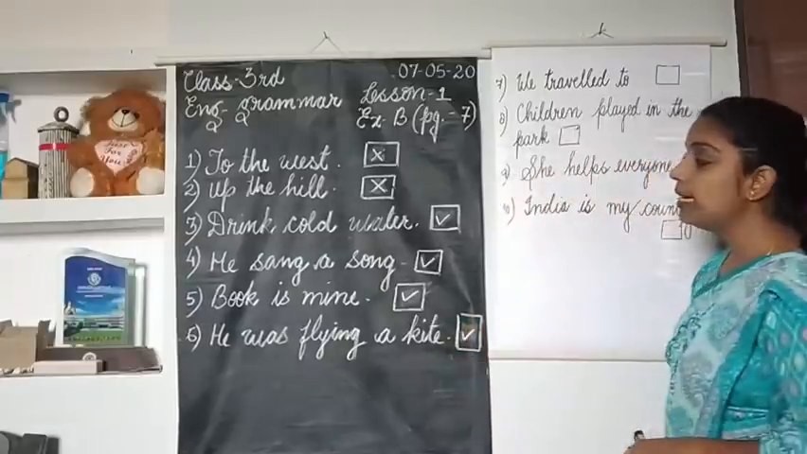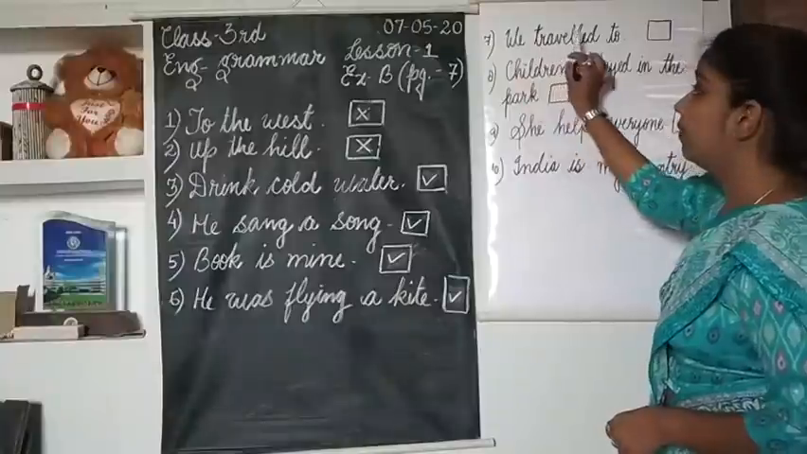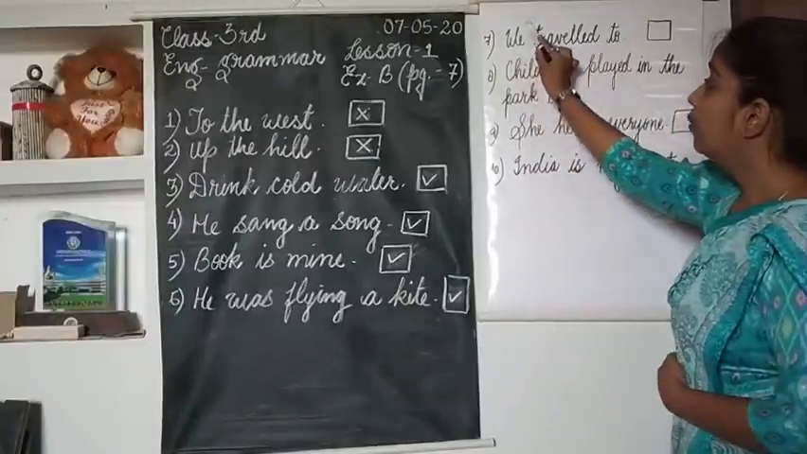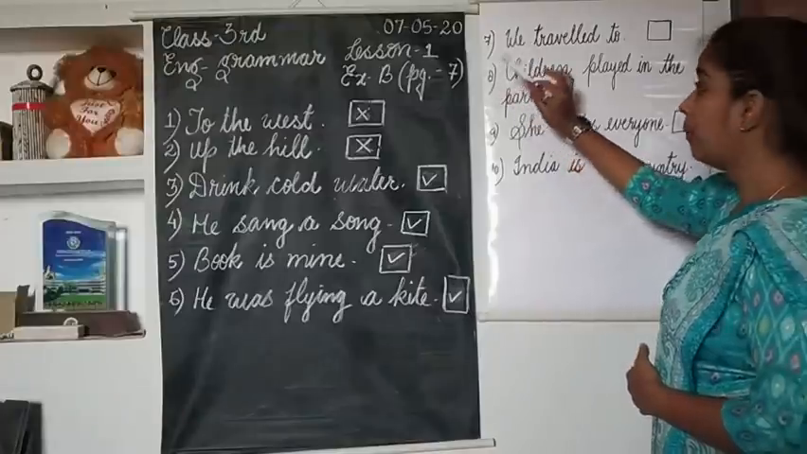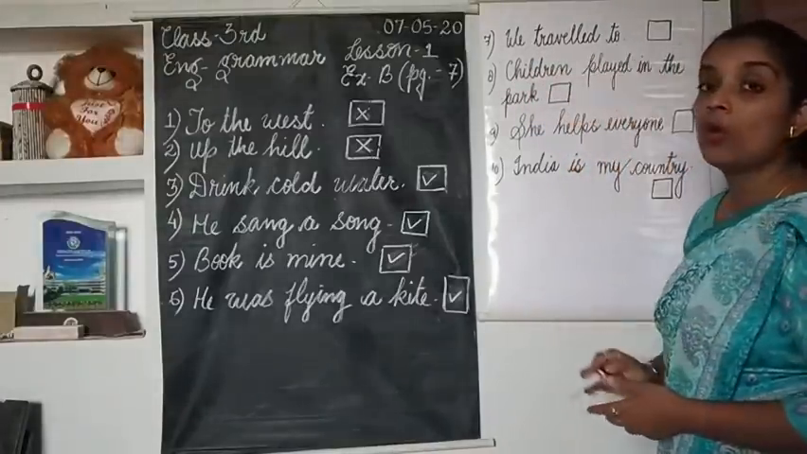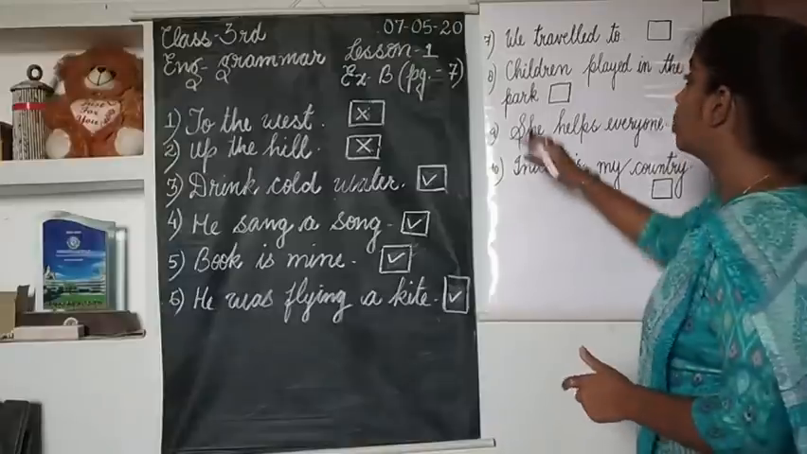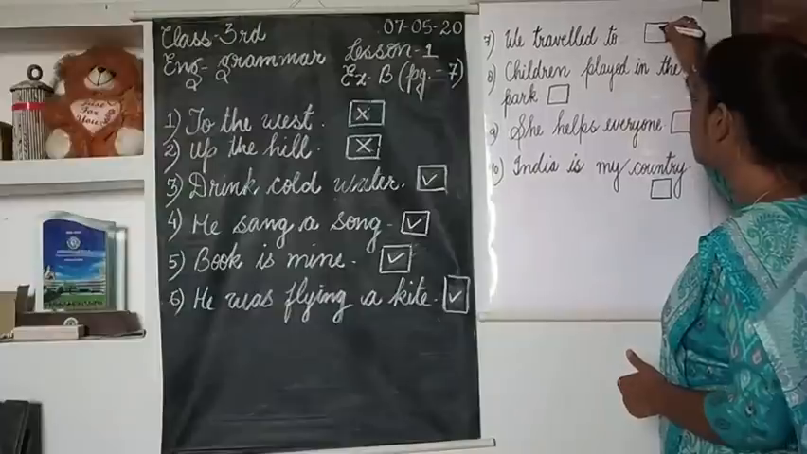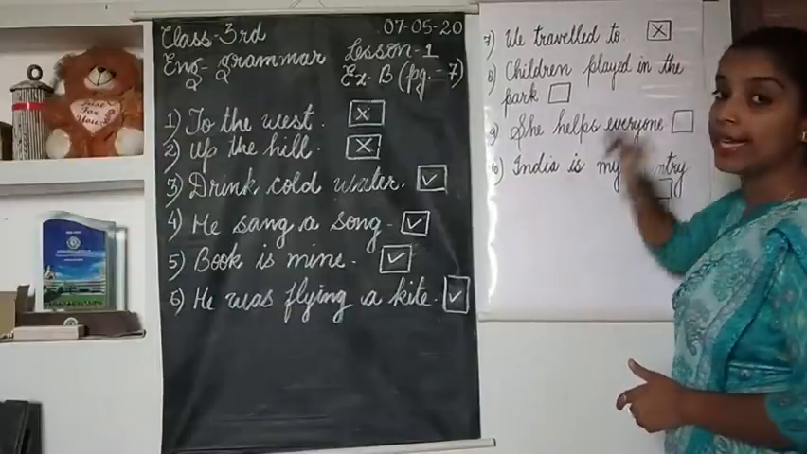Now the seventh: "we traveled to." See here children, in this group of words, "we" is the subject, and "traveled to," this predicate part, is not complete. So it does not give complete meaning. The sentence is not complete. You can put a cross here. It's not a sentence.